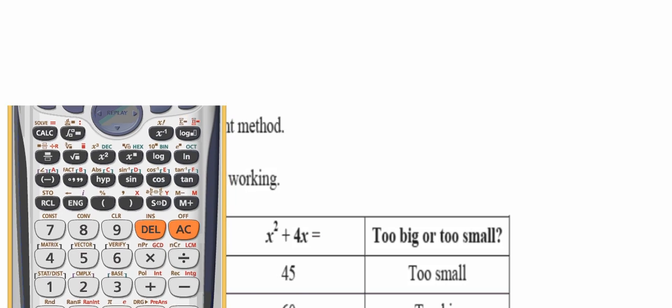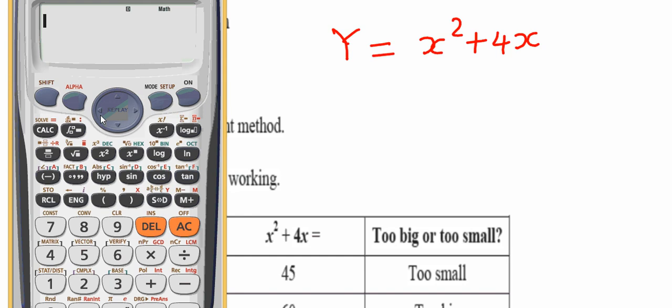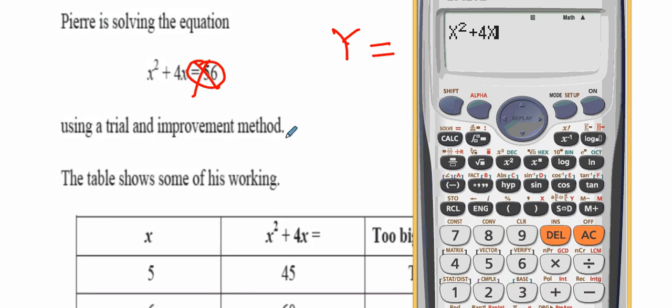Okay, how do we do that? We just press alpha, then y equals, then type alpha x squared plus 4x. Okay, then we're going to calculate. Let me see what is missing.